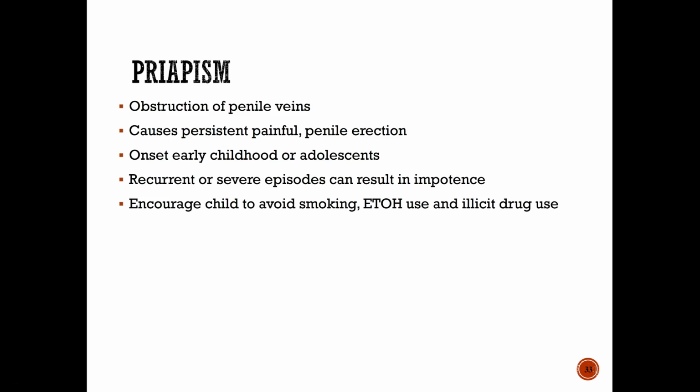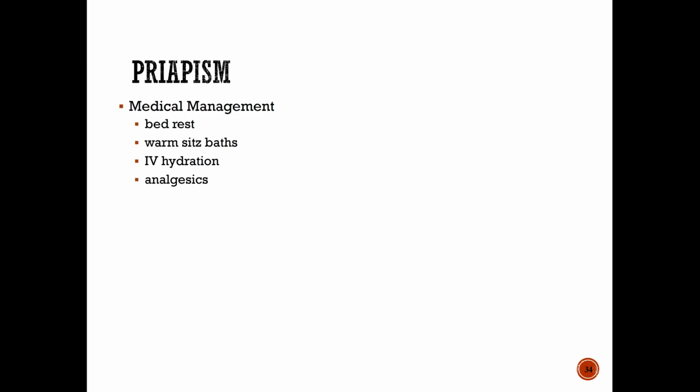Priapism is also a problem in sickle cell patients. Basically, the penile veins are being obstructed, and it causes persistent, painful penile erections. Onset is in early childhood or in adolescence. It can be recurrent, or they can have severe episodes which can result in impotence. You want to encourage the child to avoid smoking, alcohol use, and illicit drug use. Medical management for it, you want to have bed rest, warm sitz baths, IV hydration, and pain management.